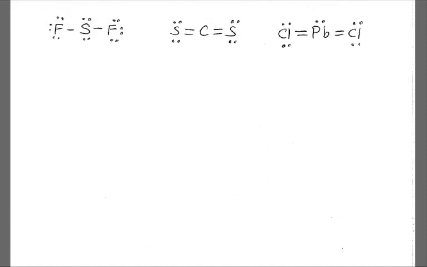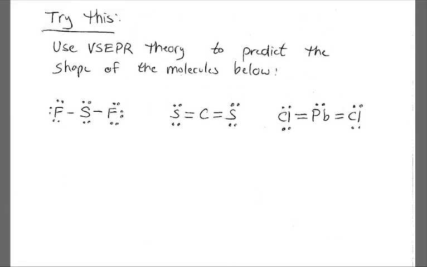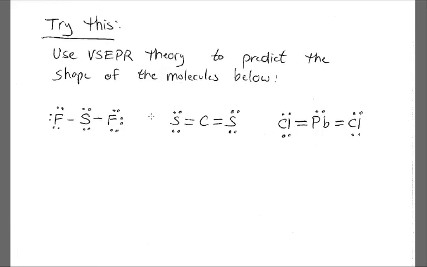All right, let's have you try something. Try using VSEPR theory to predict the shapes of these molecules here. So stop the tape, figure it out. All right, let's do one by one. First, we'll count electron groups around the central atom. 1, 2, 3, 4. And I'll do this for all 3 of them. The second one, 2 electron groups. And the third one, 1, 2, 3, 3 electron groups.